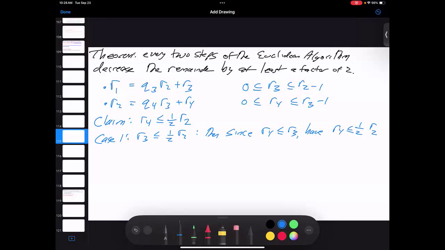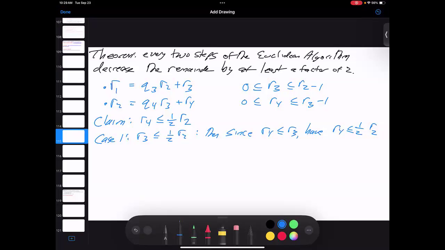So this is a great example of case analysis. I want to show that every 2 steps, I decrease by at least a factor of 2. If I decrease by at least a factor of 2 after 1 step, will I decrease by a factor of 2 after 2 steps? Yes. So what I'm saying is, if in the first step, R3 is much smaller than R2, then R4 is also going to be much smaller.